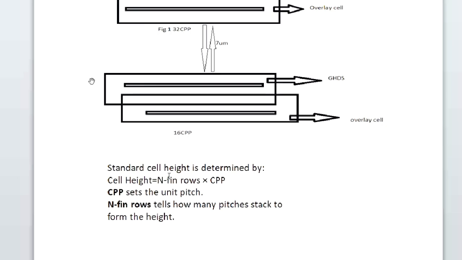Coming to how we define the standard cell height, this is the formula. Standard cell height can be defined as N fin, which comes from the fin pitch, times the number of rows, defined in CPP. CPP means contacted poly pitch, and CPP sets the unit value for this. And what does N fin tell us? How many pitch stacks make up the height.